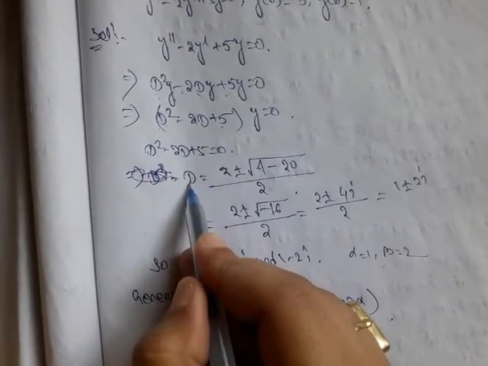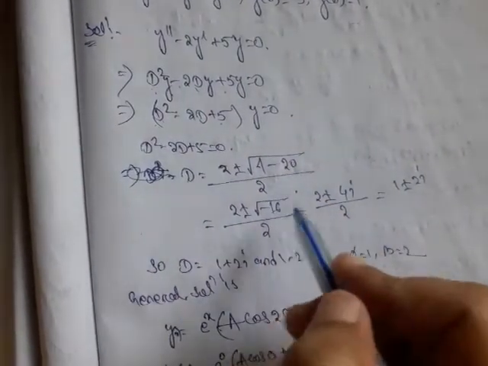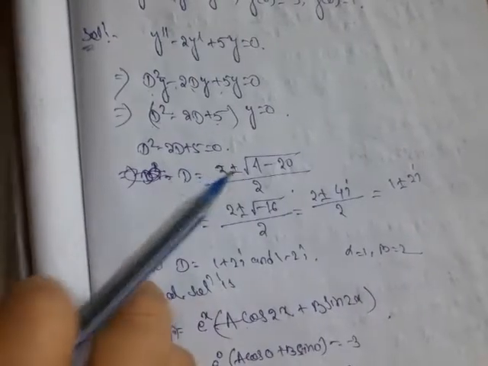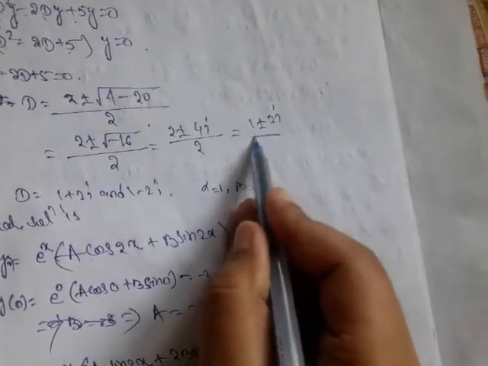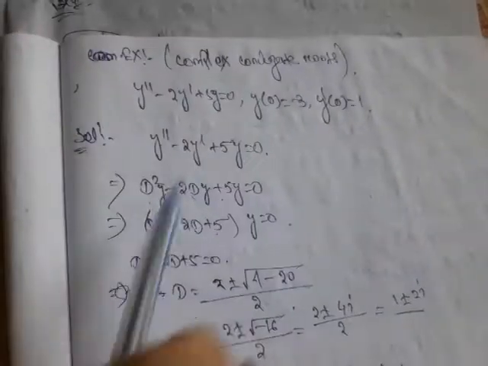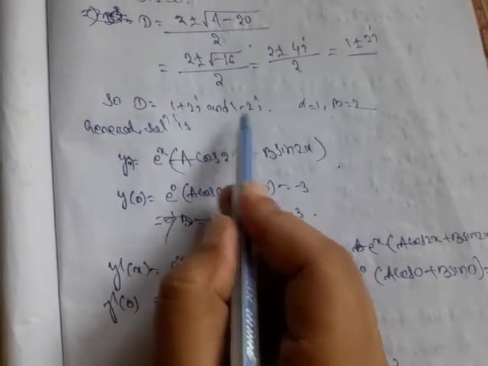We know the formula x equals to minus b plus minus root of b square minus 4ac divided by 2a. Okay, so your roots are 1 plus minus 2i. This is your complex conjugate root. So your complex conjugate root, it is your case 3. So first root is 1 plus 2i, second root is 1 minus 2i.